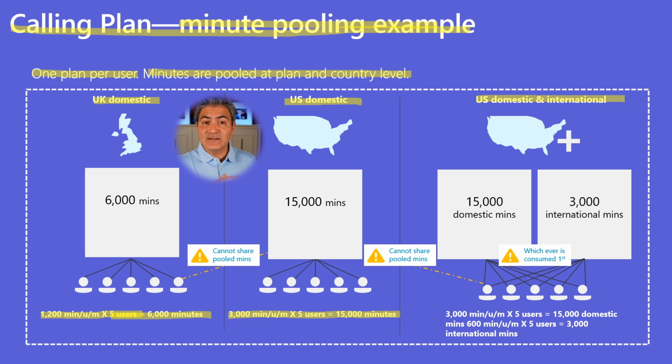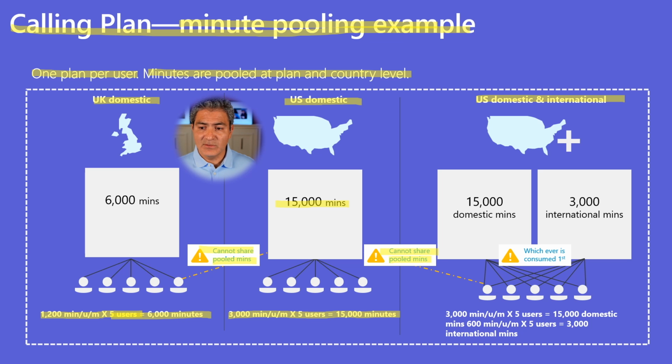And notice what's in the middle here, right? Cannot share pooled minutes. And this is basically saying between countries, between the UK and the US, even though you're the same company and it's using the same plan potentially, you can't share them. It's stuck in that country. Same here, you can't share pooled minutes across different countries or even across different plans because this is a domestic plan, this is an international plan.